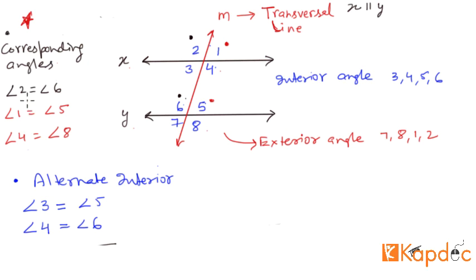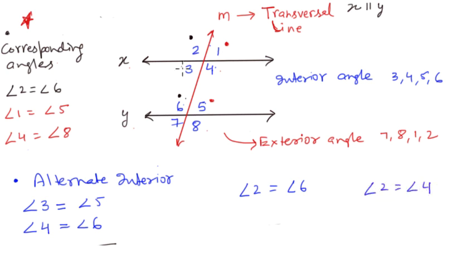So starting with the corresponding angle property, we will say that angle 2 is equal to angle 6, right? Just from here, correct? If you only focus on the intersection of M and X, you know that angle 2 is equal to angle 4, correct? That is by the knowledge of vertically opposite angles by the intersection of two lines. 2 is equal to 4 and 2 is also equal to 6. That means they all got to be equal to each other, because otherwise the relation won't hold.